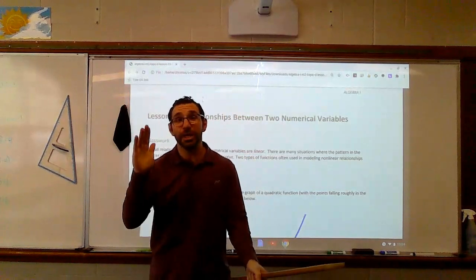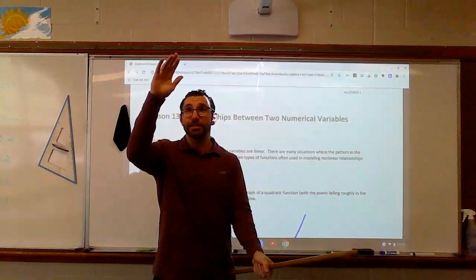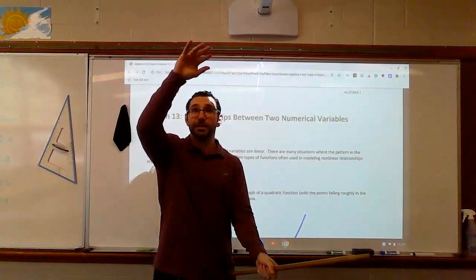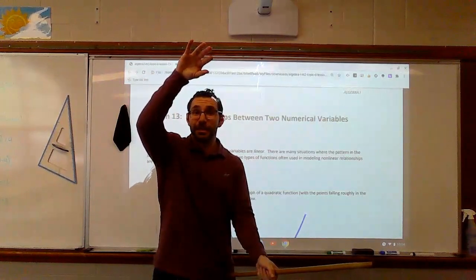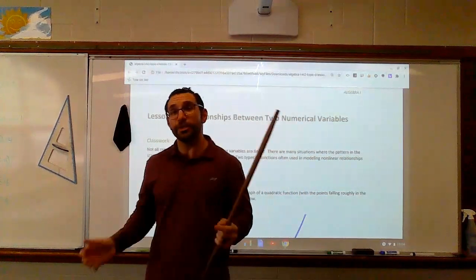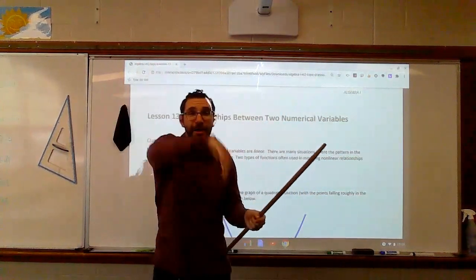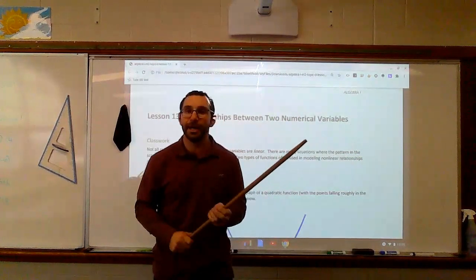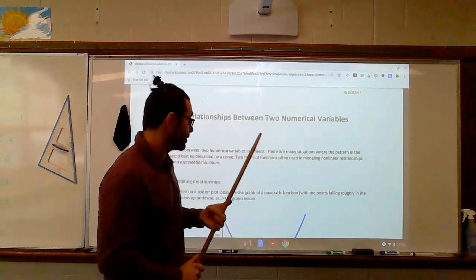So as we shoot it up, its speed is decreasing, decreasing, decreasing, and then it hits the peak. And then what happens? The speed increases, increases, increases as it falls to the ground. If we shoot off 20 bottle rockets, are they all gonna have the same curve? Maybe, maybe not. So that would be something of a quadratic.